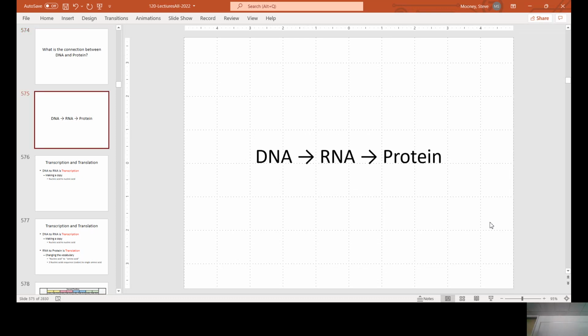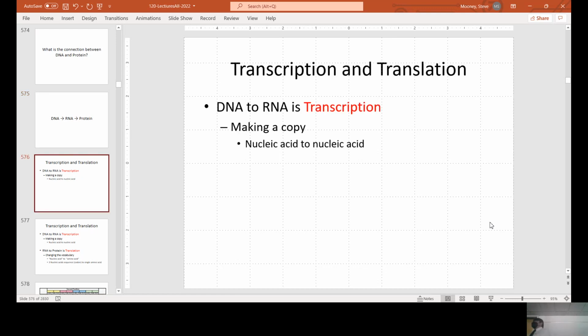So we have to do a 2-step process. We can look at DNA as kind of the library where everything is. We make a photocopy of that with our RNA. And then we use that photocopy to build our protein. So DNA goes to RNA, goes to protein. So it's a 2-step process. We go through transcription and translation.